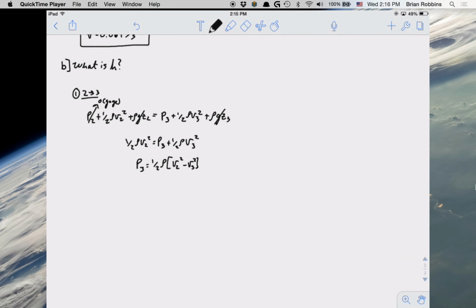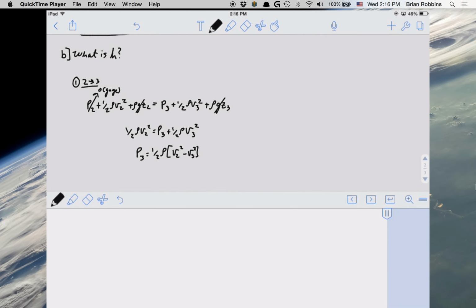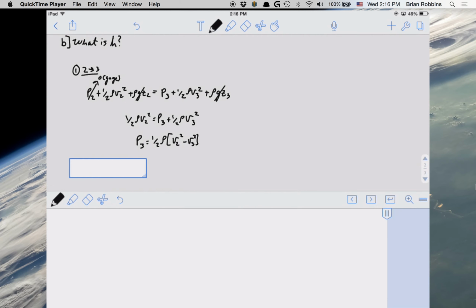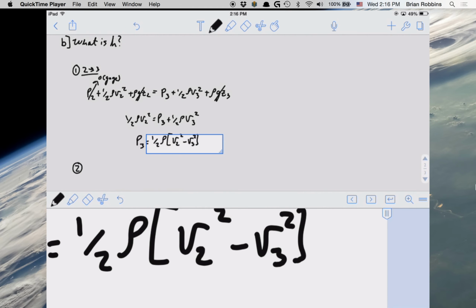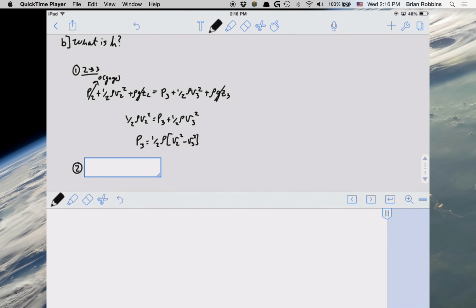There's actually one more step that I would like to do before going into solving our manometer problem, and that is we don't know what V3 is. So that's kind of a problem at this point. But it's a very simple problem to fix, because since we have a partially confined flow, we're just going to go ahead and use conservation of mass. So conservation of mass will help here.